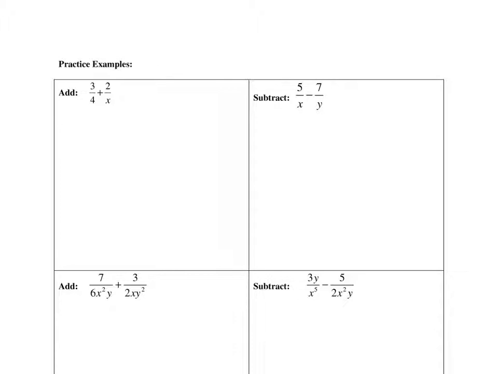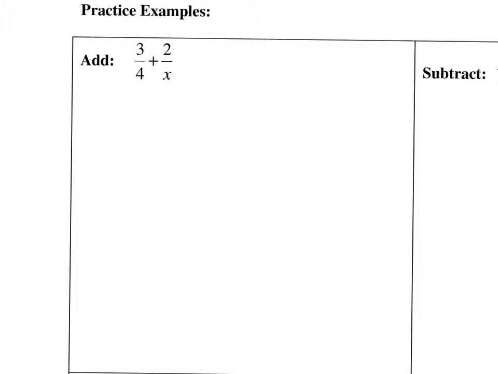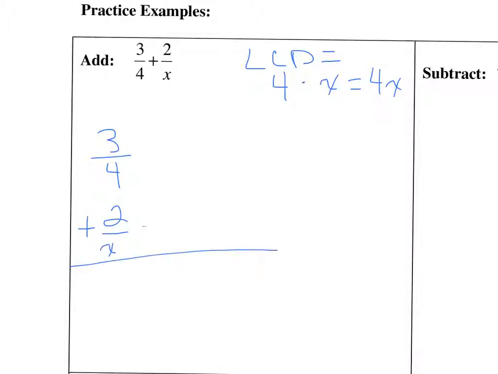All right, on this page, we have to find a common denominator. So we're going to look at the first example. We have 3/4 plus 2 over x. So the common denominator has to have the factors of 4, 2 times 2, and a factor of x. So the common denominator is going to be 4x. So 3/4 plus 2 over x, and we're going to change these to a denominator of 4x.